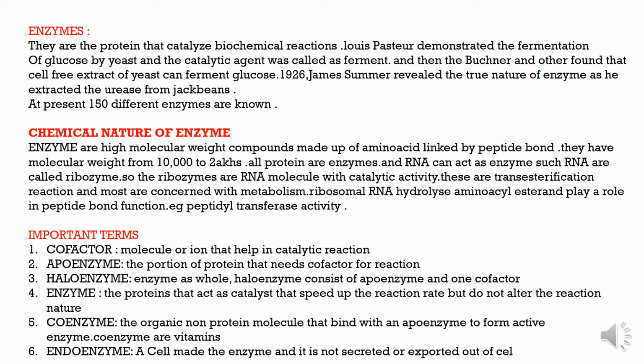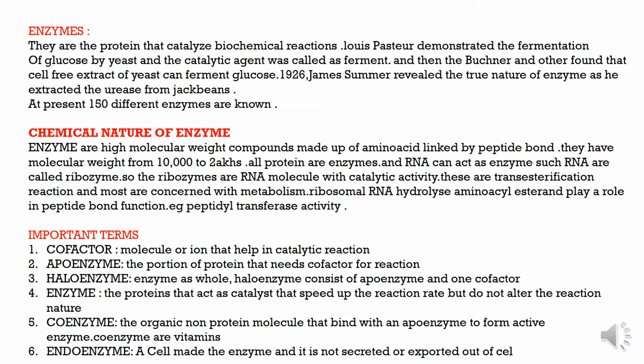Enzymes are proteins that catalyze biochemical reactions. Louis Pasteur demonstrated the fermentation of glucose by yeast, and the catalytic agent was called ferment. Then Buchner and others found that cell-free extract of yeast can ferment glucose. In 1926, James Sumner revealed the true nature of enzyme as he extracted urease from jack beans. At present, 150 different enzymes are known.